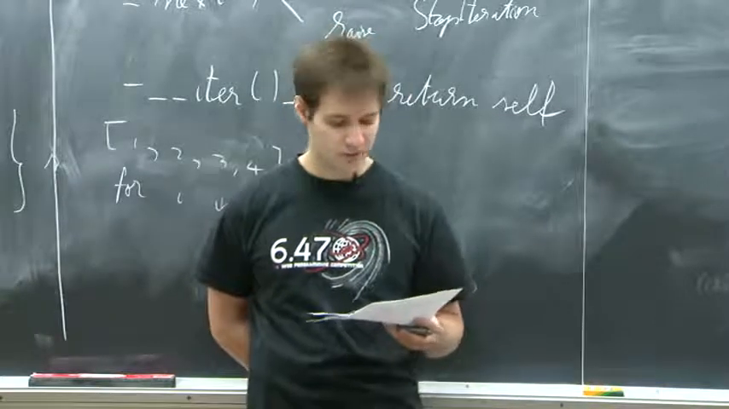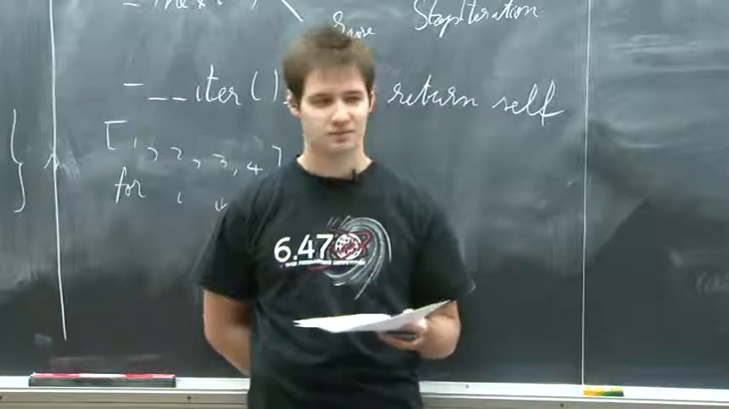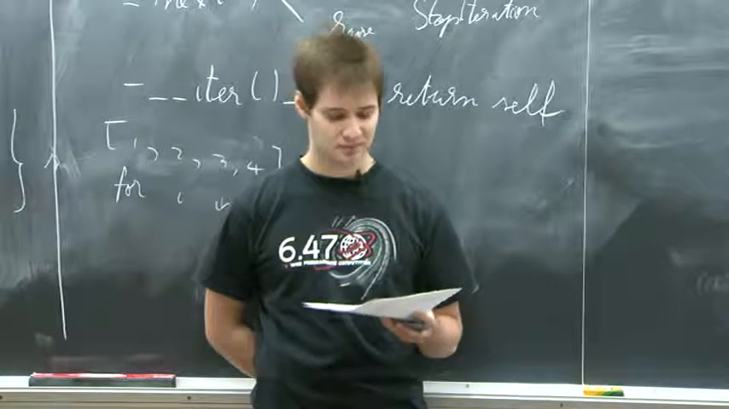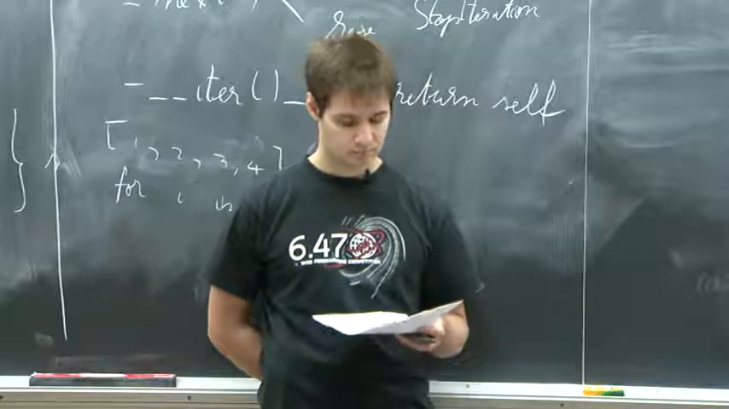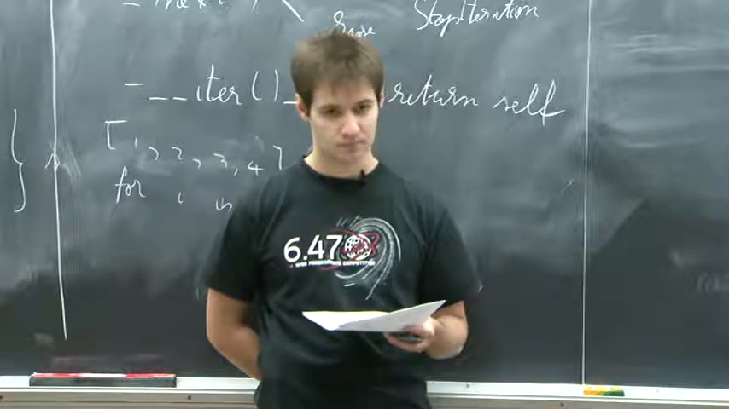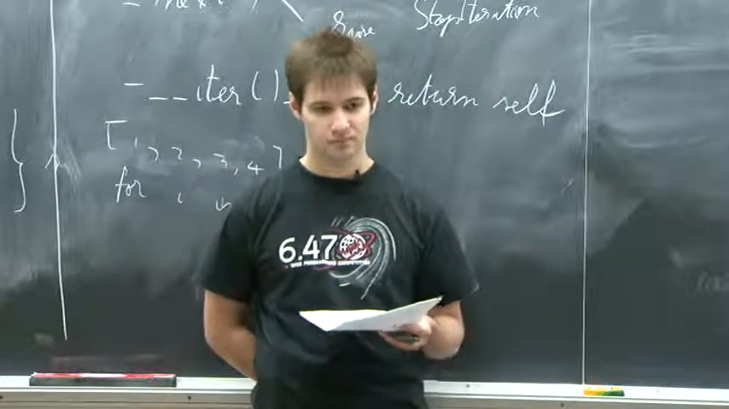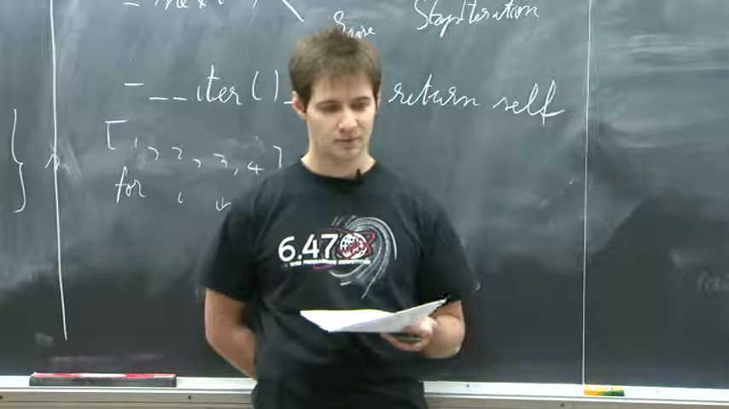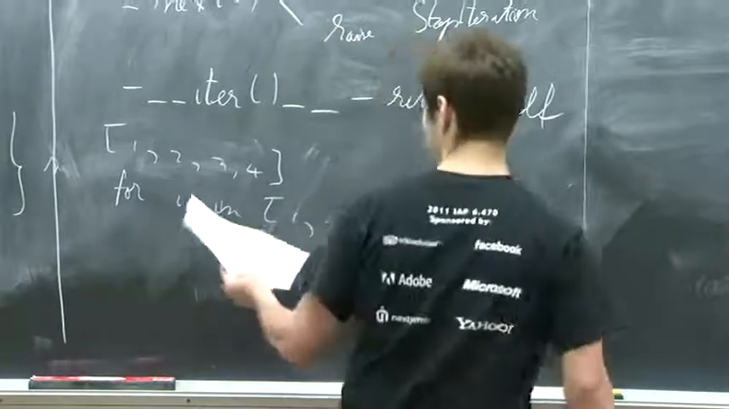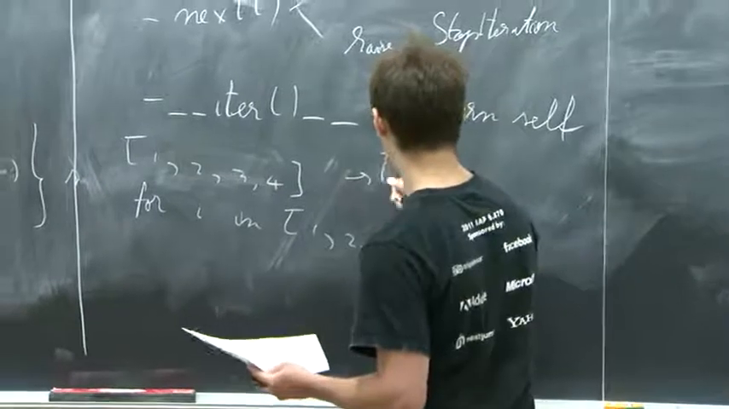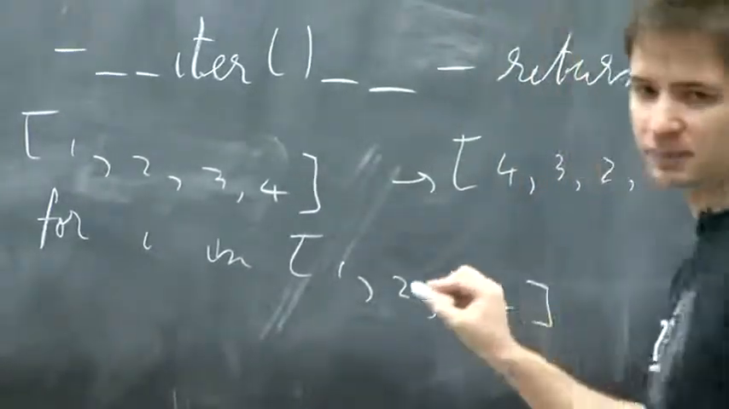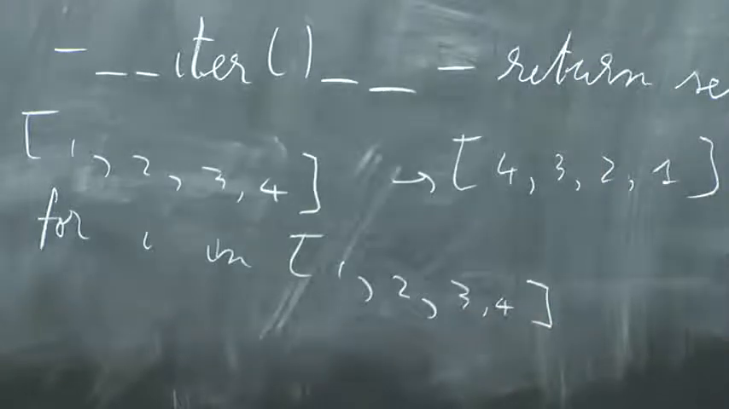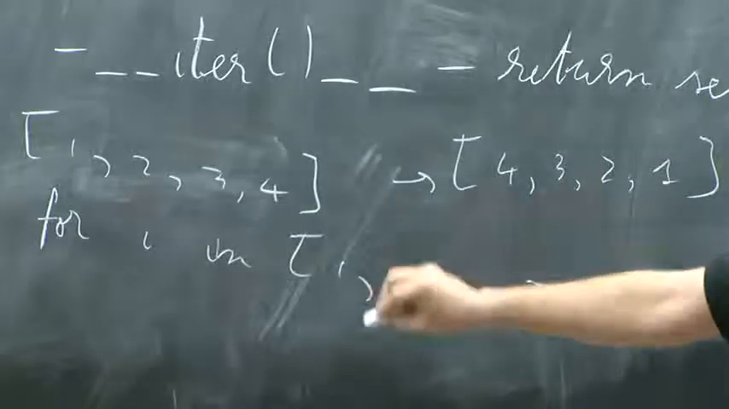OK, any question on iterators? So it's going from the very end to the very beginning, and then it's stepping back. So reverse, if I give it the list 1, 2, 3, 4, I want reverse to give back 4, 3, 2, 1. Except it's not going to return a list. It's going to return something that I can use here.